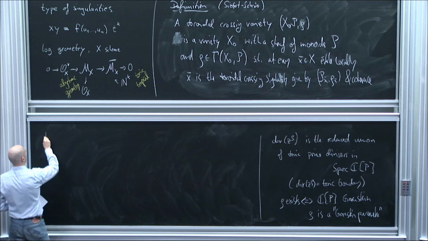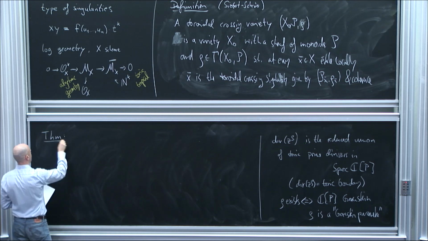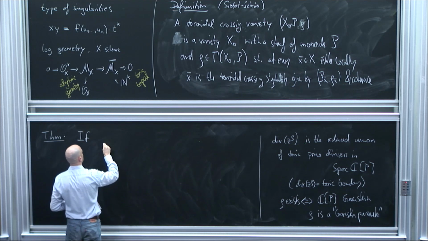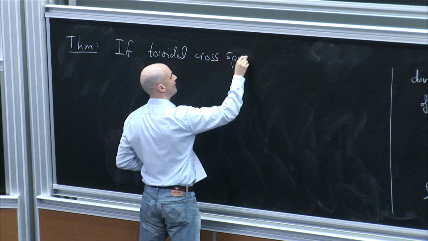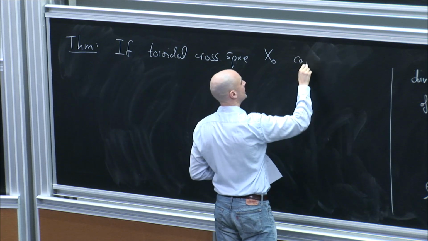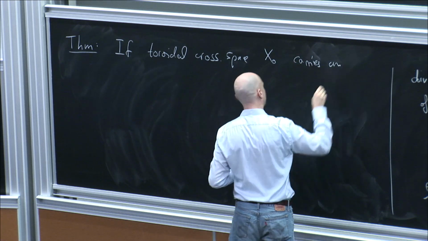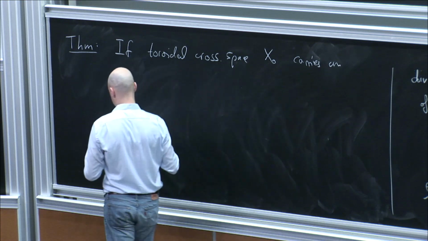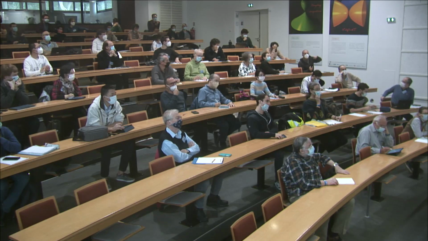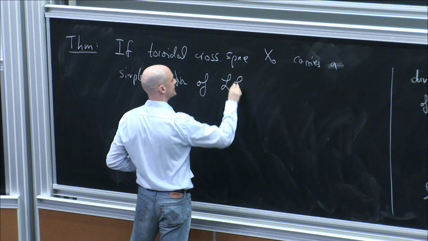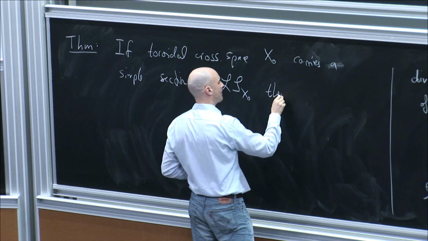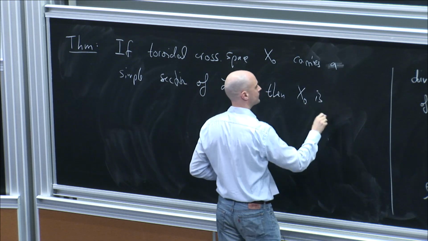So the theorem around this story is that if your toroidal crossing space x0 carries a section of a sheaf which is called LS, then x0 is smoothable.